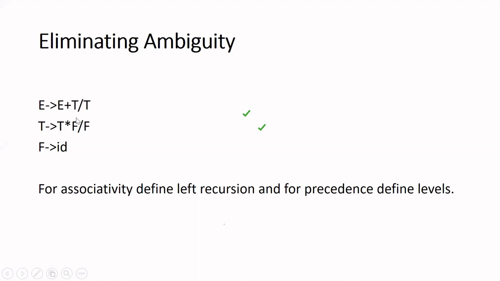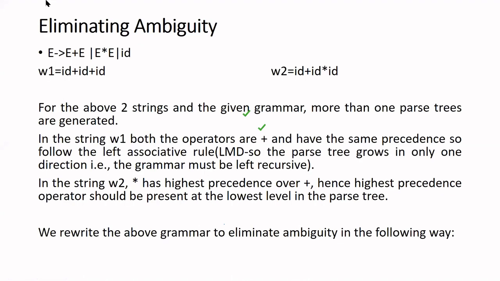And say suppose you don't have any input which matches E derives E plus T. So you only have multiplication. Then you can go with the second option: E derives T, and T derives T star F. Okay, you can take this grammar and parse the input string W2, and check if you can generate more than one parse tree.